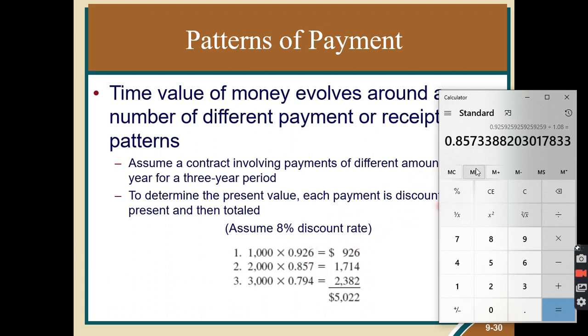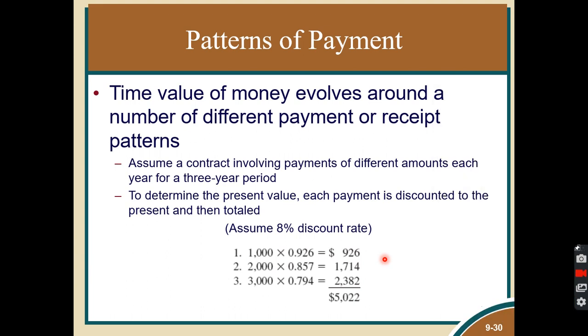Click enter again. This will be your present value factor for the second year. Another enter. This will be your present value factor for the third year. So that's basically how you are going to do that. And then you multiply it by the cash flow and you will get the total present value.